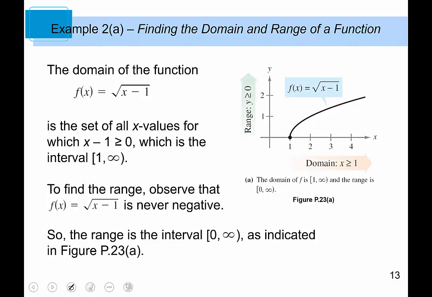Okay, so let's just look at the domain and range. For radical functions, f of x equals the radical of x minus 1, the domain must be whatever is underneath the radical. So x minus 1 must be greater than or equal to 0. Then you add 1 to both sides, and x must be greater than or equal to 1.